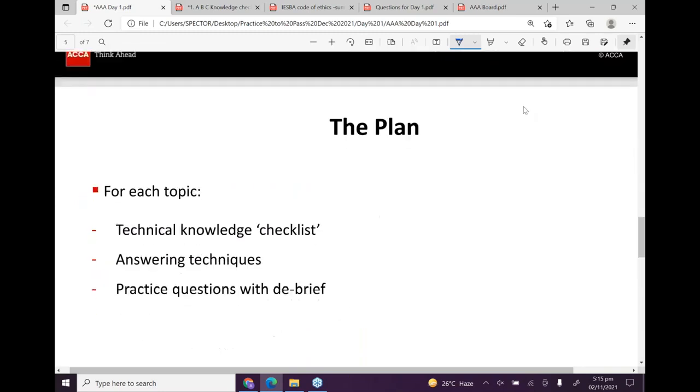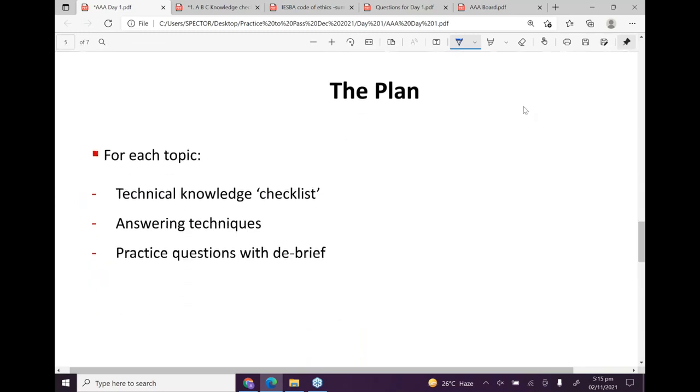I'll open up the chat box in just a little while. I just want to talk about how the sessions are going to run. Like I said, day 1 is syllabus areas A, B, and C. I'm going to first start out with a technical knowledge checklist. It is realistically not possible to recap the entire knowledge for you, but for each topic, I'll put in front of you a checklist, and I'll quickly go over the key areas so that you know which areas you have to be comfortable with to be able to attempt the questions.